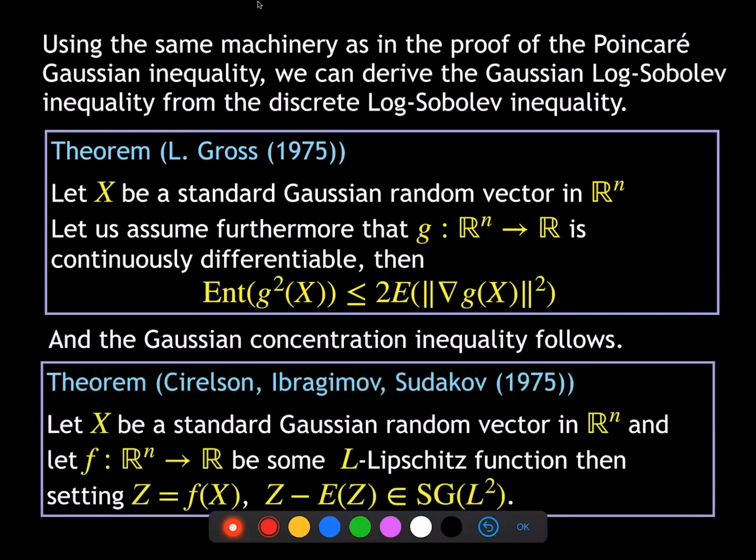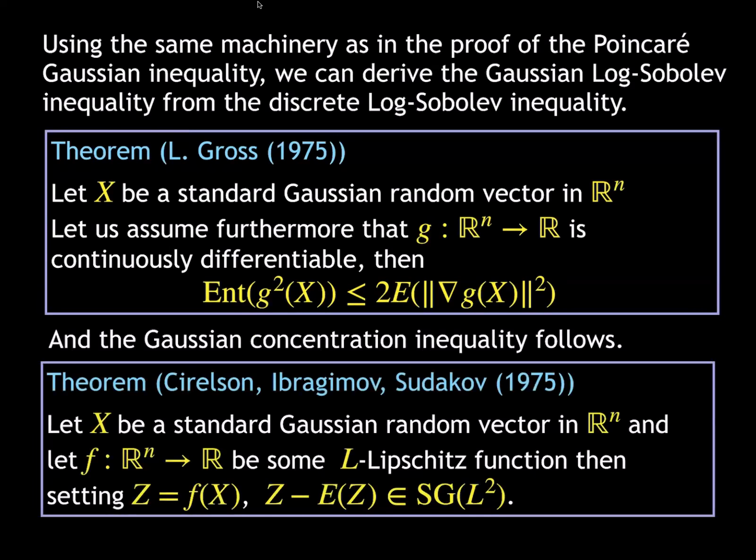And of course, as soon as you have this, it's easy to prove as a corollary that you have a result which is due to Tsirelson, Ibragimov, and Sudakov, and which tells you that if f is Lipschitz, then the variable f of X is sub-Gaussian with a variance factor which is equal to L square if you recenter this variable.